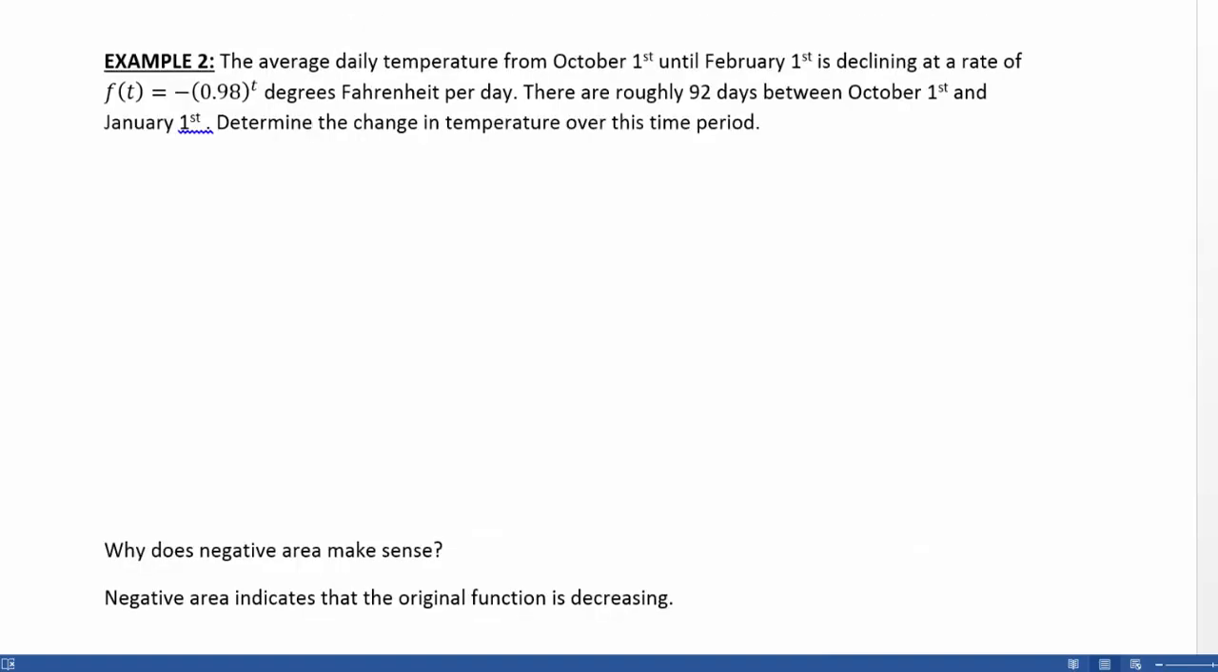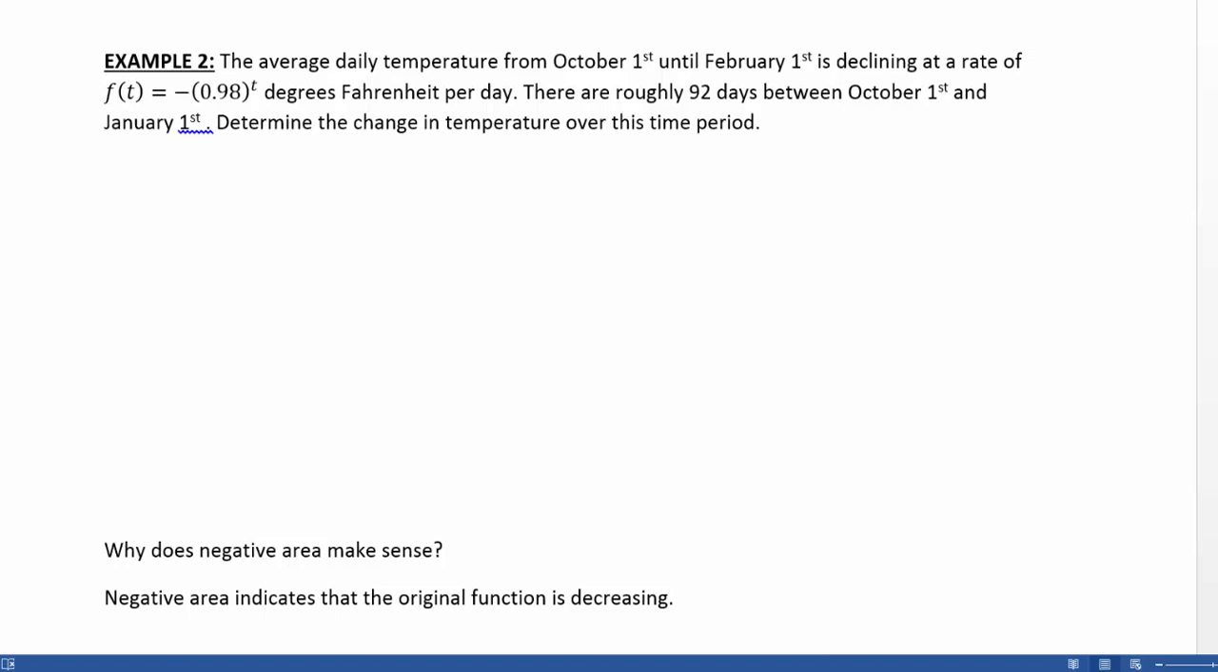Example 2. The average daily temperature from October 1st until February 1st is declining at a rate of f of t equals negative 0.98 to the t degrees Fahrenheit per day. There are roughly 92 days between October 1st and January 1st. Determine the change in temperature over this time period.